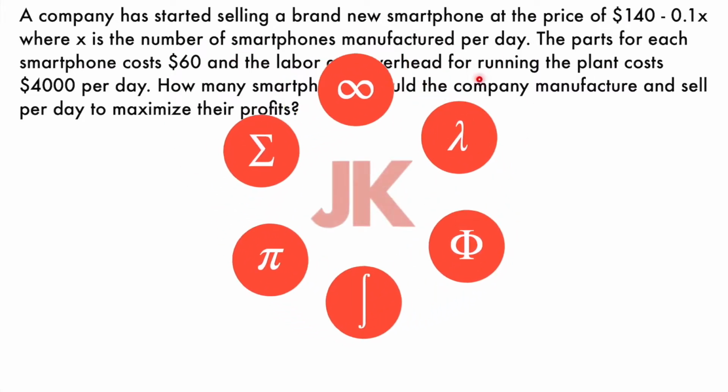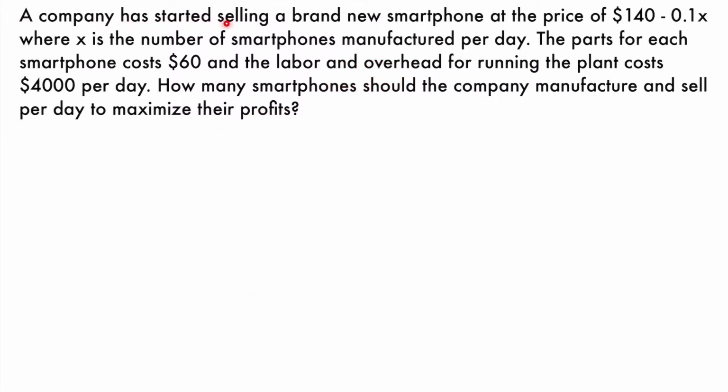So here we have an optimization problem where a company has started selling a brand new smartphone at the price of 140 minus 0.1x, where x is the number of smartphones manufactured per day. The parts for each smartphone cost $60, and the labor and overhead for running the plant cost $4,000 per day. How many smartphones should the company manufacture and sell per day to maximize their profits?